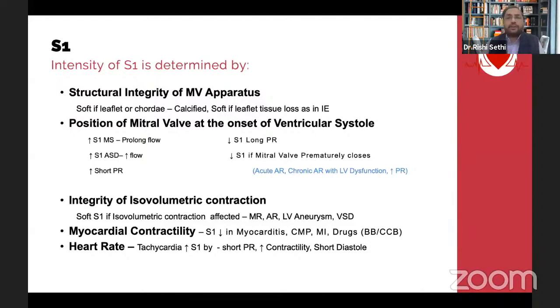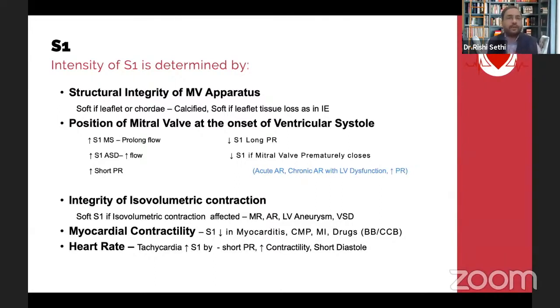Similarly, if the mitral valve prematurely closes in cases of aortic regurgitation, or if there is a prolonged PR, then the mitral valve is already partially closed at the onset of ventricular systole, and in that case, the S1 would be soft. The integrity of isovolumetric contraction is also important. If there is mitral regurgitation or ventricular septal defects or aortic regurgitation, then again S1 would be soft.